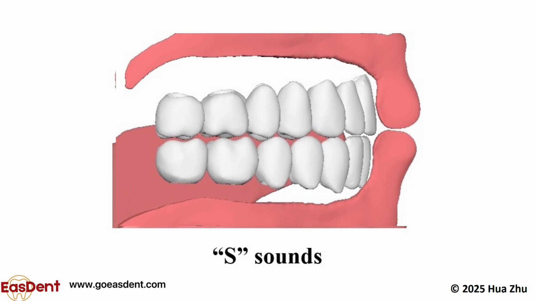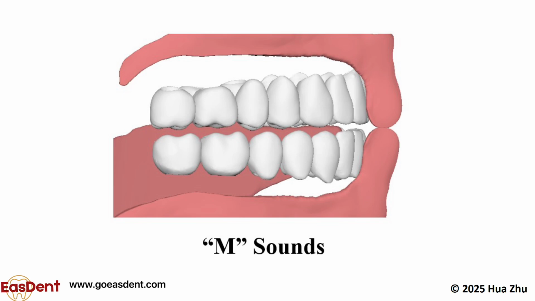The maxillary and mandibular incisors should be very close together but not touching. When the patient pronounces the M sound, the mandibular teeth should not contact the maxillary teeth. The jaw is at VDR. Correct pronunciation of S and M sound typically indicate proper VDO.